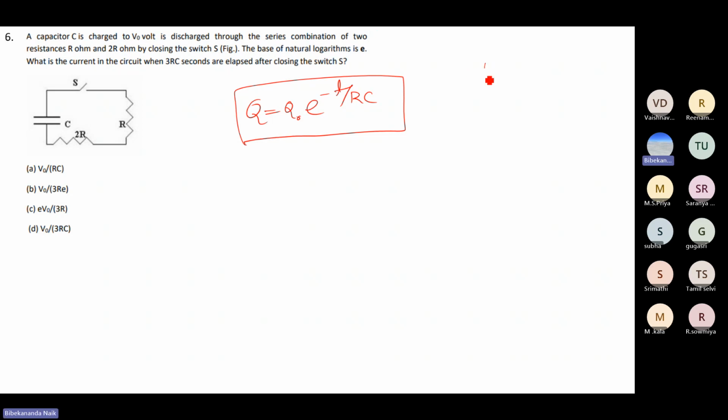So in the charging case, the charge increases in this way, and in case of discharging, suppose this is a charge Q0, it will decrease like this. So this is the time, this is charge. This is the charging case, this is the discharging case. So please try this question and we will discuss after some time.